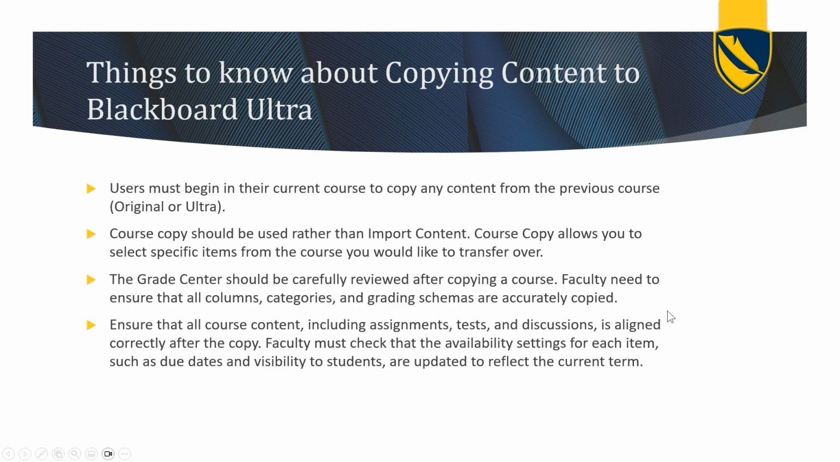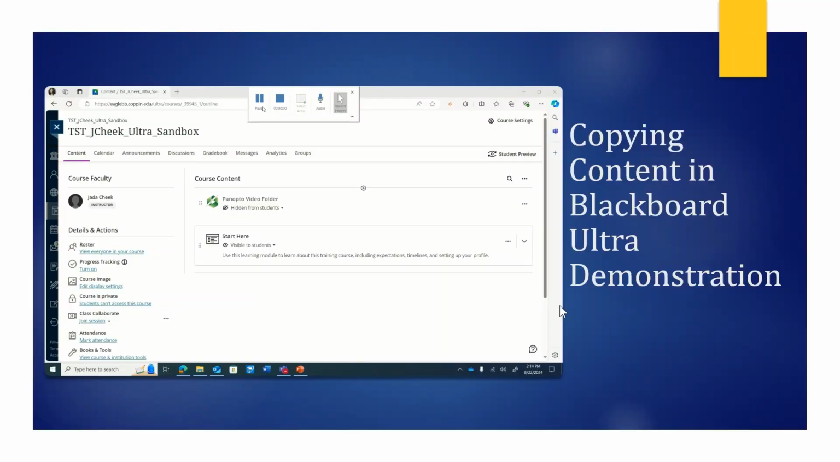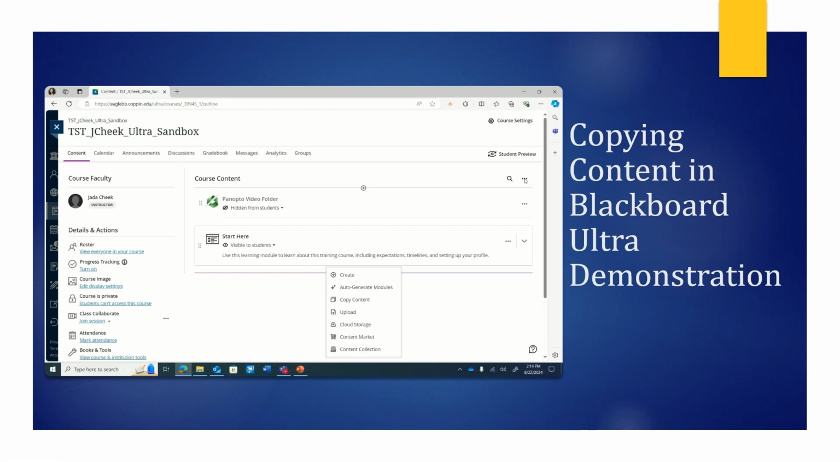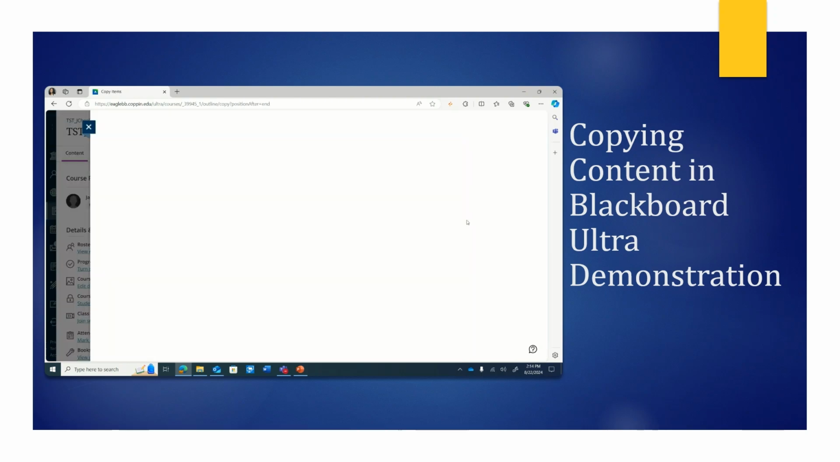Now that we have a few things to keep in mind, let's see how the process is to copy content. You will begin by entering your current course, in which you will see the course content page and your mighty plus symbol. You can click that plus symbol to see a drop down menu in which you would then select copy content. You can also access the copy content feature by using the three dots, also known as the three ellipses, in the top right corner of your screen. When you click those three dots, a drop down appears for you to choose copy items.